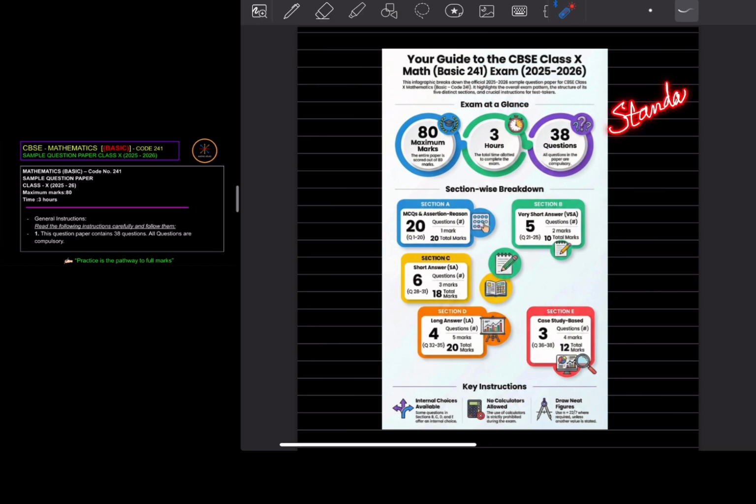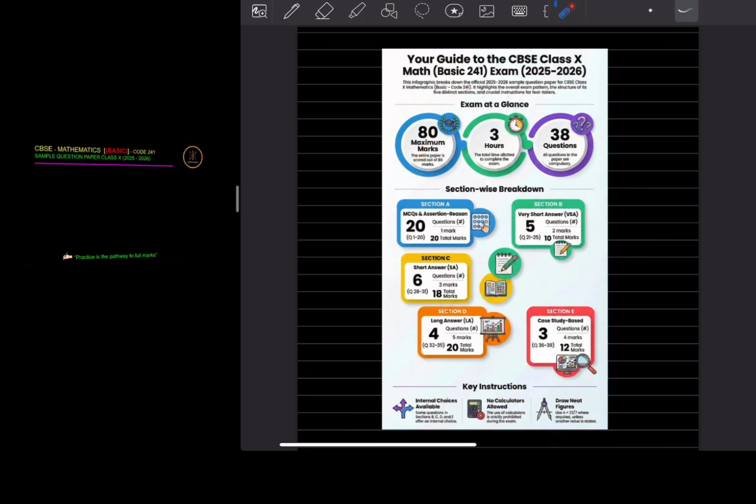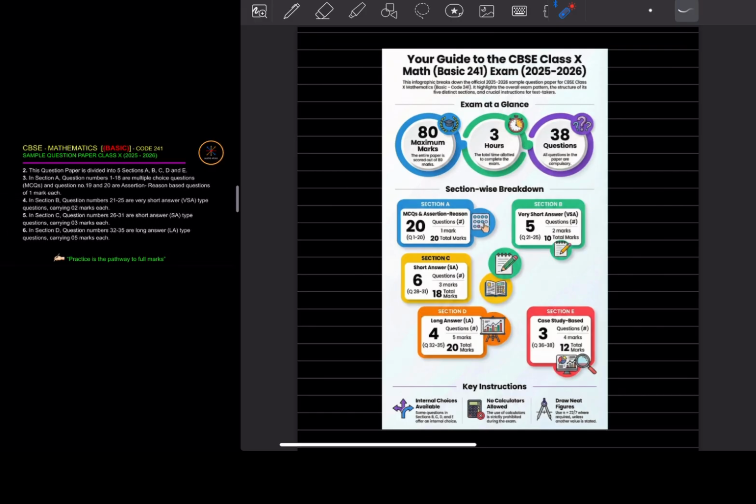So keep watching. Now let us see on the left hand side how the structure of the paper will be. The guide is given over here. The question paper will be for 80 marks, for 3 hours. There will be a total of 38 questions. Out of that, the first section will be 20 marks, with 20 questions. Out of that, 18 will be MCQs and 2 will be assertion reason.